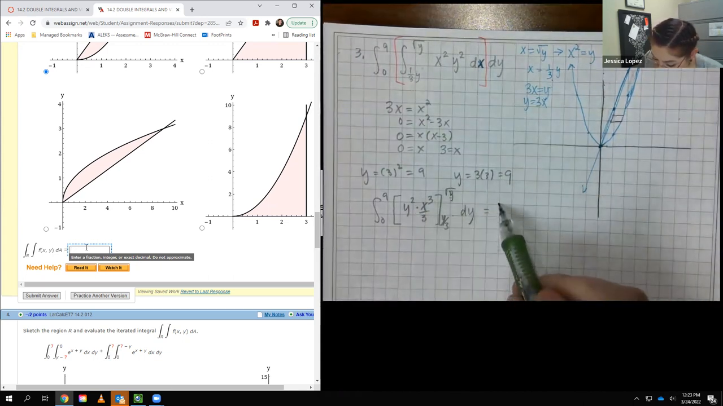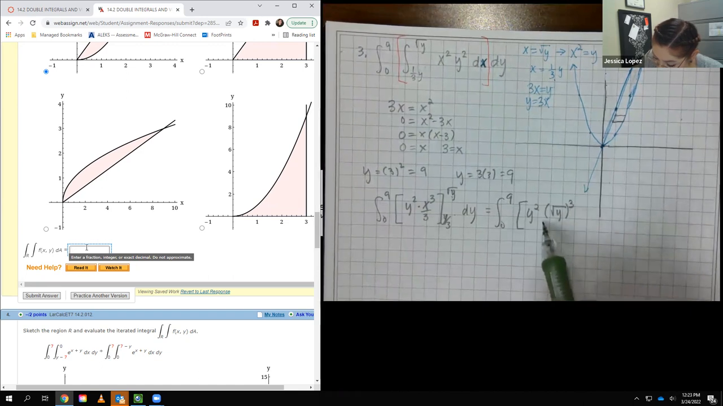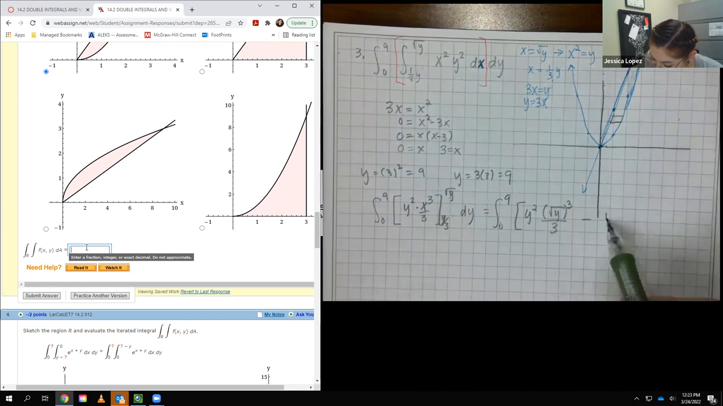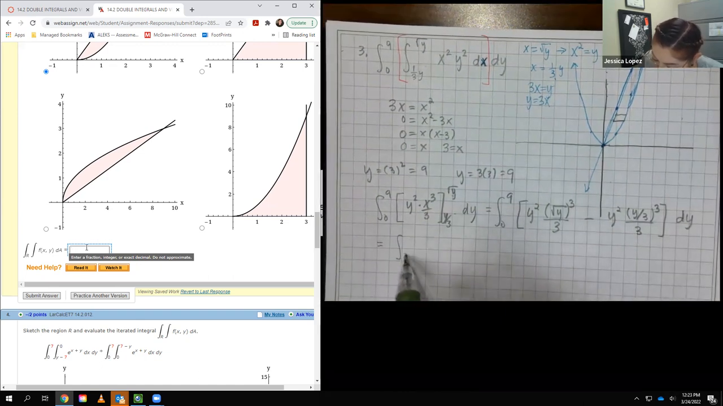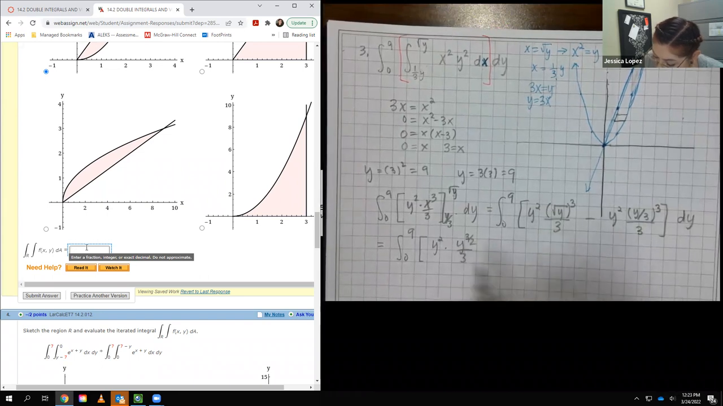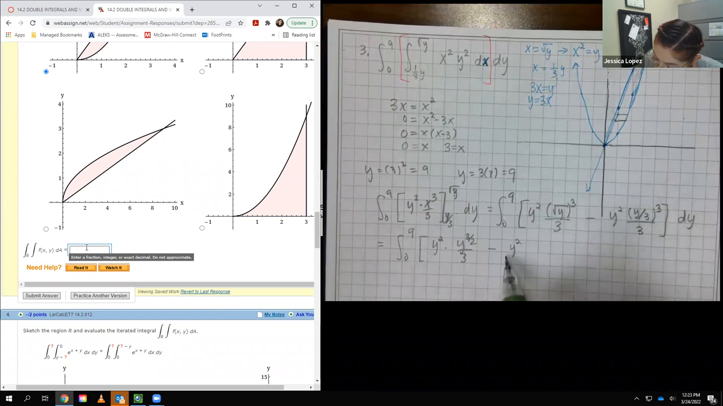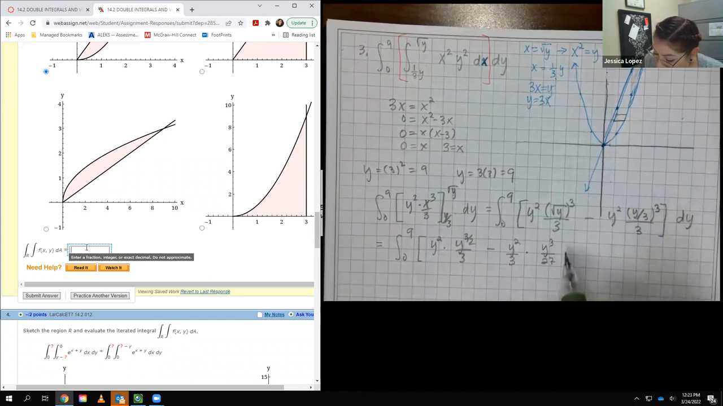When I plug in this one, it's going to be square root of y cubed over 3 minus y over 3 cubed over 3. So bear with me, I do have to simplify this. So I get y squared times y to the 3 halves over 3 minus y squared. I'm going to put the 3 over here because I want to cube this. So I get y cubed over 27.